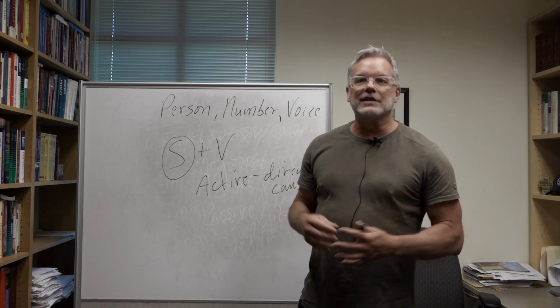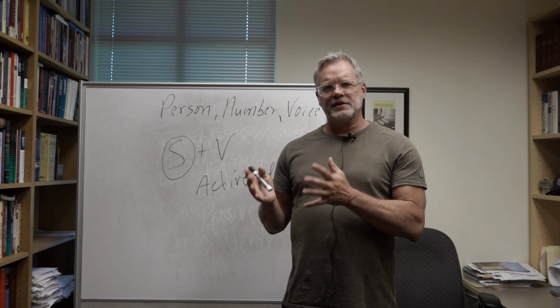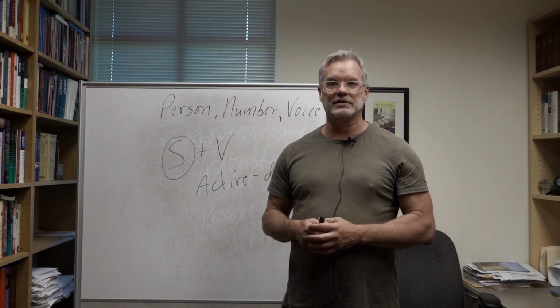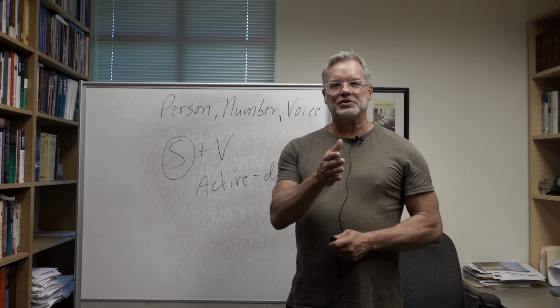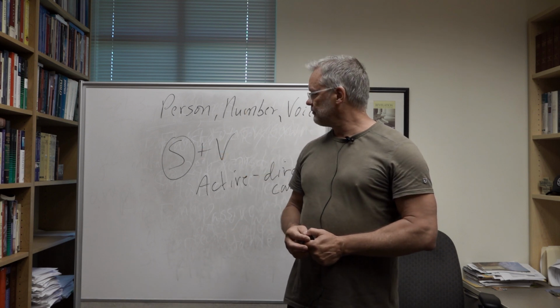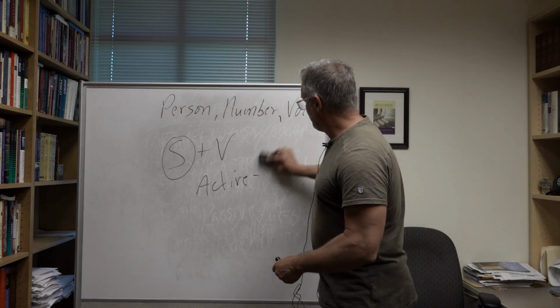Now, the active voice can be seen, remember we talked about the aorist tense being the default tense. The active voice can be seen as the default voice. It's just the common voice that the author is going to use to demonstrate that the subject is producing the action. So that's the active voice, direct cause.